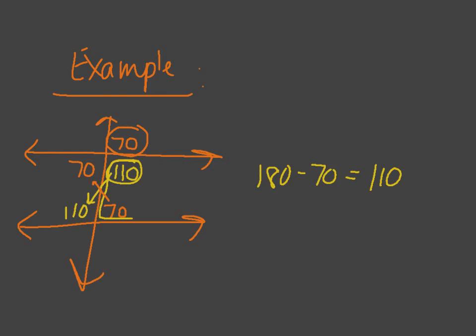I could do the same thing with alternate exteriors. Here is 70, the alternate exterior one is over here, and that one is going to be 70. For my missing piece, I could use corresponding again, and I know that if this is 110, the corresponding angle right here is going to be 110, and then the alternate exterior angle to that one is going to be 110. So if you have this all filled in just like this, then you are correct and you understand the rules of parallel lines with angles.